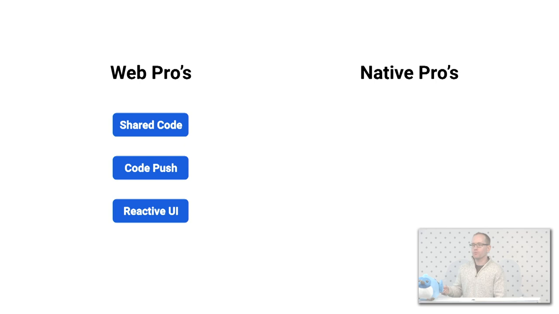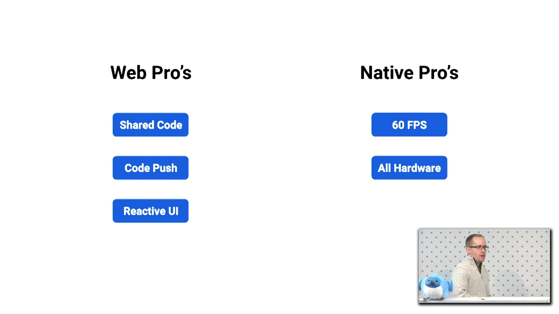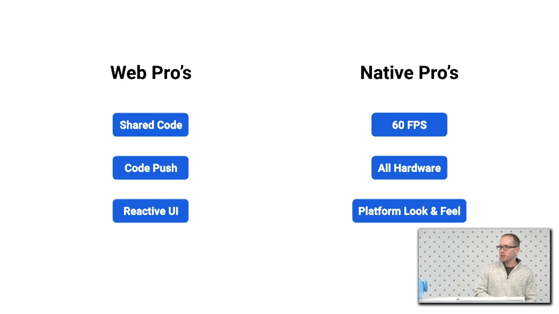Now, if you're building on the platform, you're going to get very fast, high-performance rendering. You're going to have full access to all hardware the way it's meant to be consumed. And you're going to, of course, by default, get the platform look and feel.